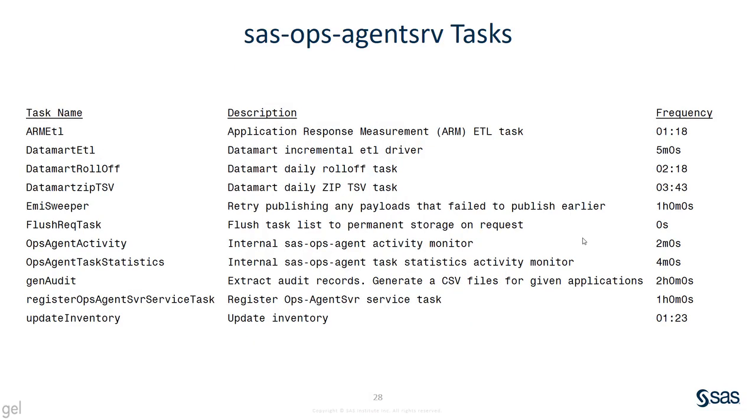The Ops Agent server, as I said, is mainly dedicated toward the Environment Manager Data Mart, so its tasks are slightly different. You'll see things like a lot of the Data Mart ETL jobs, rolling off old data from the data tables. And the one we'll talk about in the next section is Gen Audit. It dictates how often the auditing data is updated for CAS. So you'll become familiar with these. We'll have some exercises where you'll get to modify the frequency. You'll be able to change the configuration of some of these jobs and really decide how you need the system to be set up.